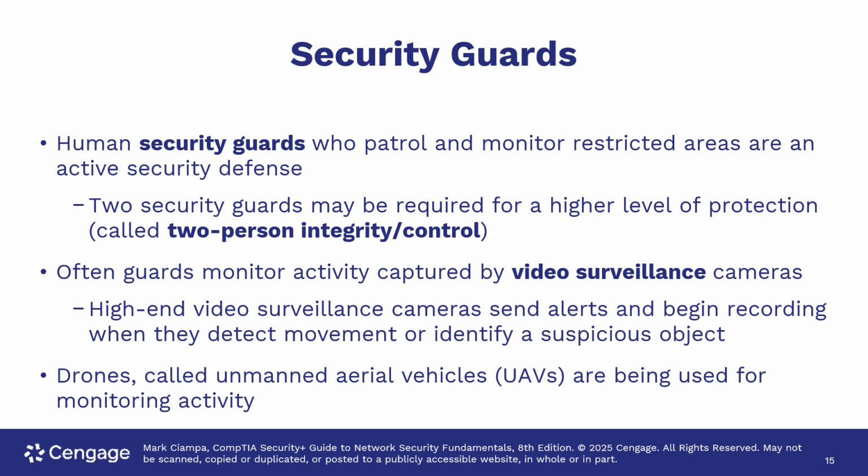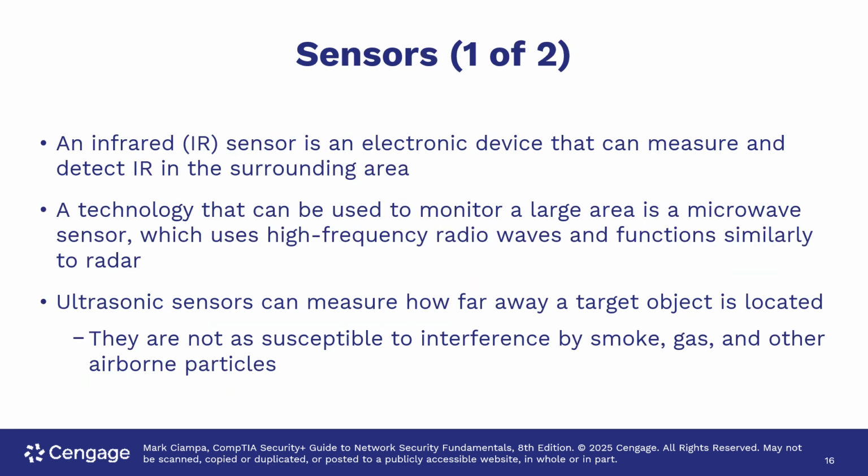You also have high-end video surveillance cameras. They send alerts and begin recording. Drones, called unmanned aerial vehicles or UAVs, are being used for monitoring activity also. So now you get into the sensors. The sensors include things like infrared sensors, microwave sensors, ultrasonic sensors, and so forth. Basically, it's an electronic device that can measure and detect whatever it's set up for. In this case, the first one's infrared in the surrounding area.